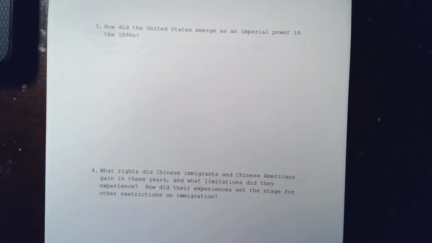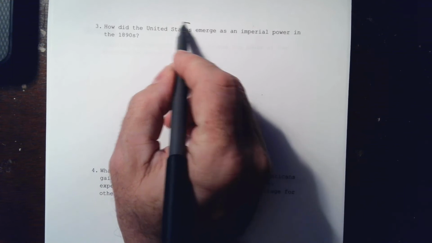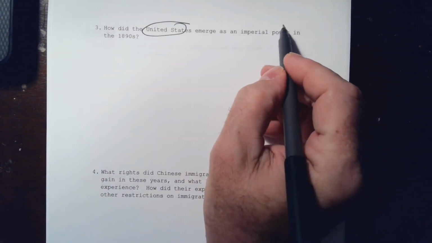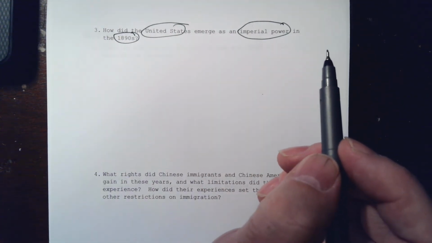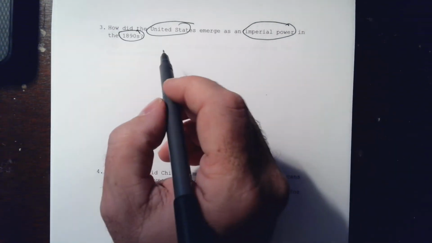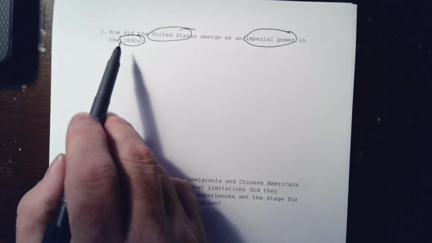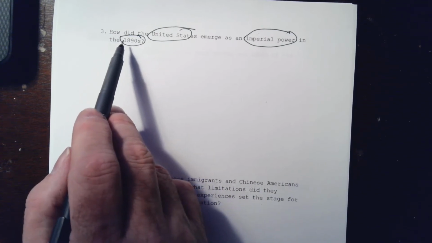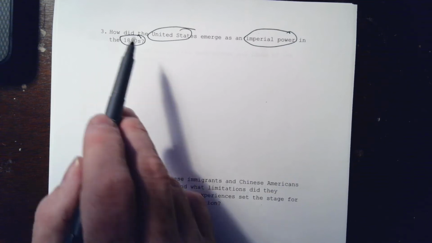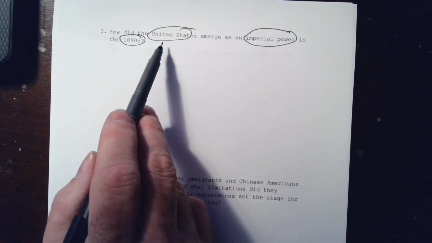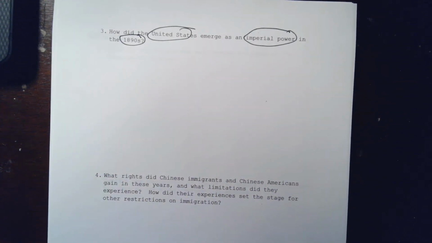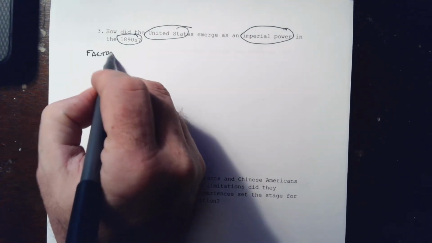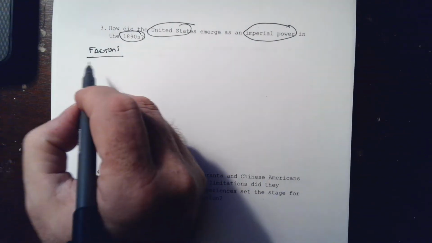All right, let's nail this one. Now, you're dealing with, again, the United States. You're dealing with industrial power, and now you're going to tell me some dates. So let's talk about, again, you could say what if you looked at this. You're talking about the how. This could be rephrased to say, what factors led the United States to emerge as an imperial power in the 1890s. That's just a different way of looking at it. So how, you're talking about factors. All right. So let's look at this one.